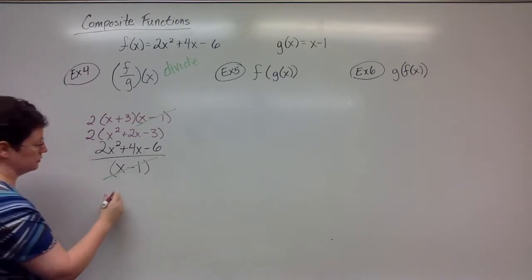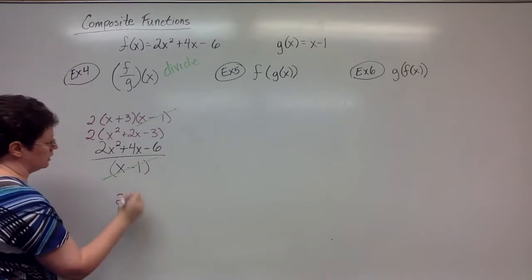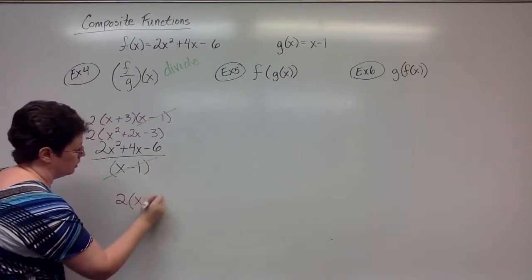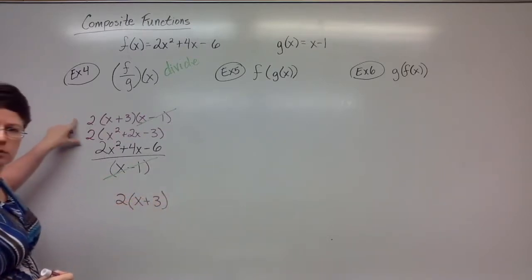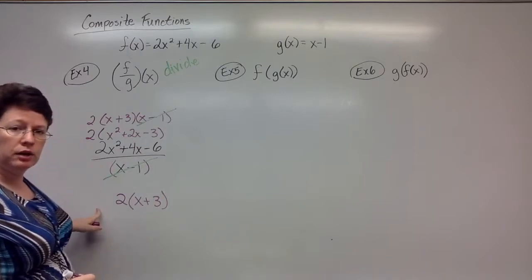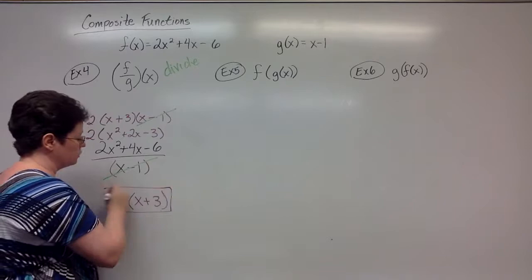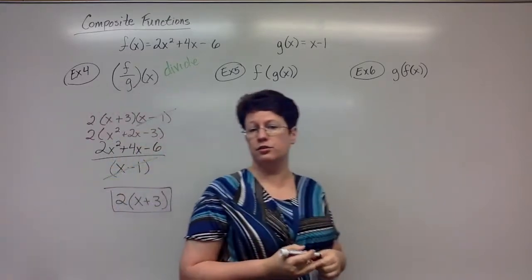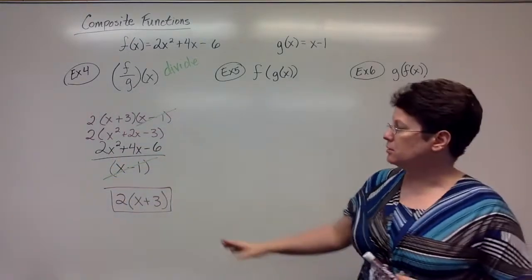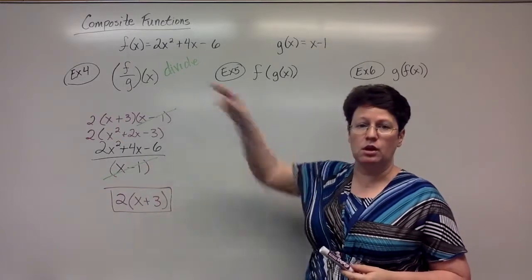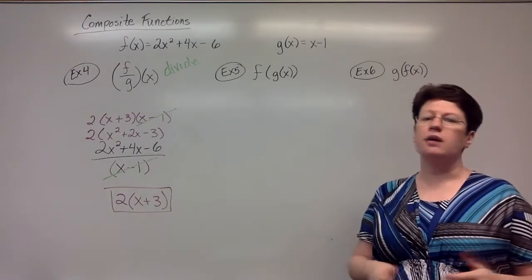What's left in this? A 2 and an x plus 3. They're both in the numerator, so I keep it in the numerator. There's nothing in the denominator, so I don't have to write that it's over 1 or that it's a fraction. That is my simplified polynomial for this division, for this composite.